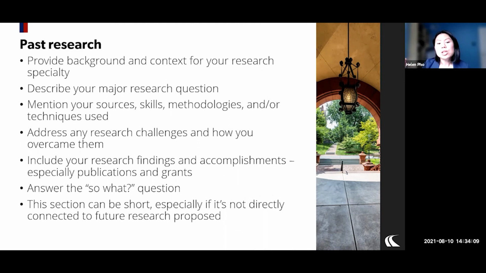So this past research section can be short, and I would say especially if it's not directly connected to your future research that's proposed. So I know there was a question in the chat earlier. If you've pivoted pretty significantly from your past research, it's okay to keep it to a minimum. As you describe this past research, I do think that it's still important to mention it, and the accomplishments and achievements that you had with this research, but it's okay not to go into a ton of detail, especially if it's not related to what you're going to do in the future.